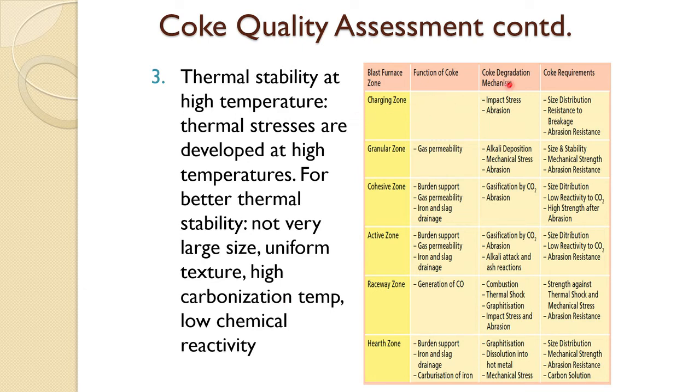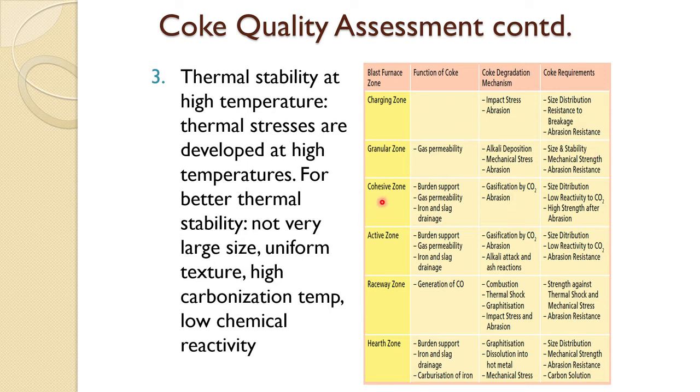Like in the charging zone, coke goes through impact stress and abrasion. So, what you need is size distribution, resistance to breakage, abrasion resistance. Granular, that is the stack region. Again the gas permeability is very important, reaction and preheating, all those things are occurring. So, alkali deposition, mechanical stress, abrasion, it goes through these. So, what you need: it should maintain the size and stability, mechanical strength, abrasion resistance.